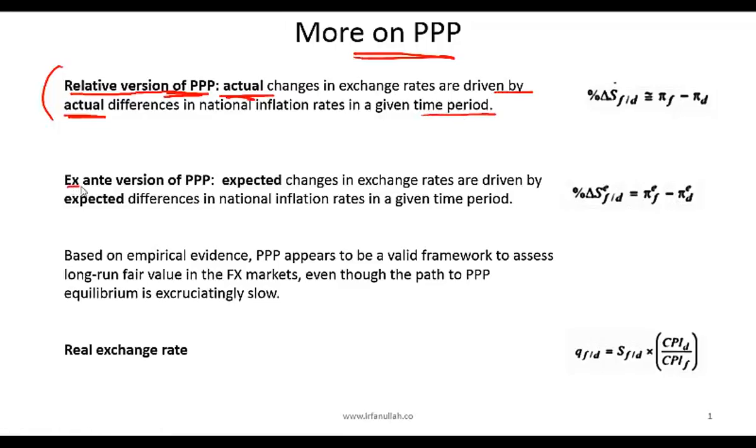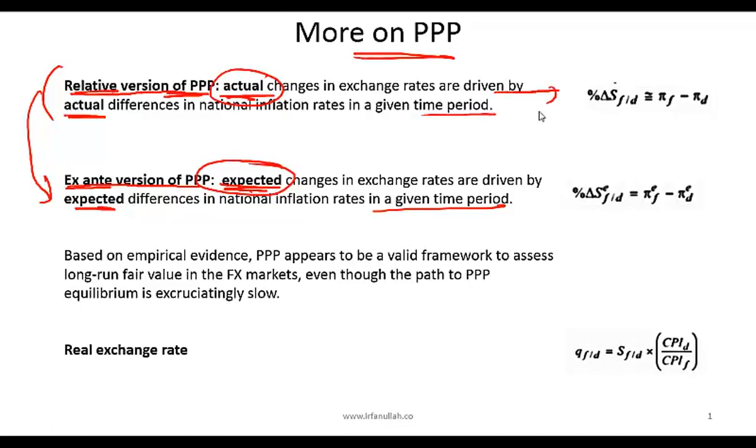We also have what is called the ex-ante version of purchasing power parity, which stems from the relative version. This version says that expected changes in exchange rates are driven by expected differences in national inflation rates in a given time period. So notice that the key difference between the relative version and the ex-ante version is that the relative version deals with actual changes and the ex-ante version deals with expected changes.